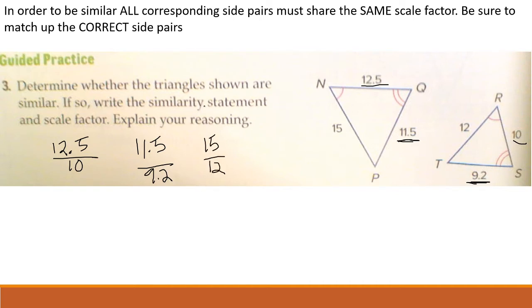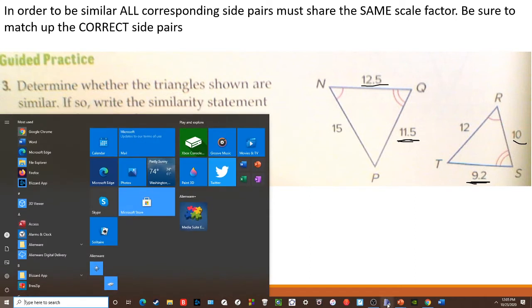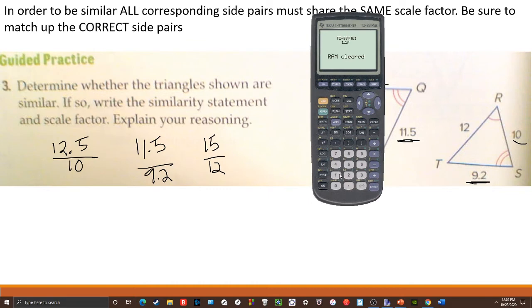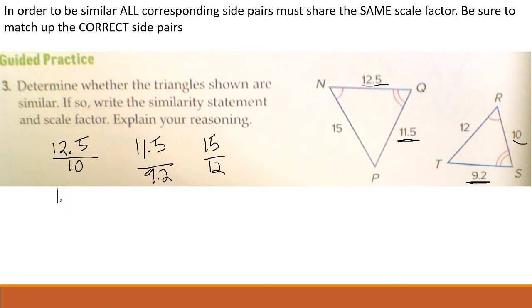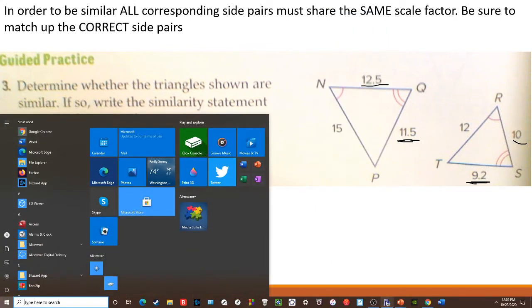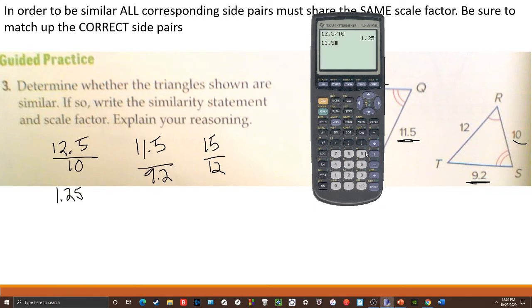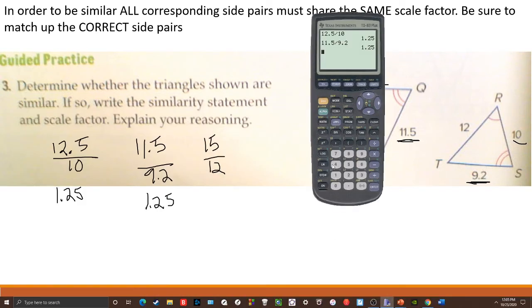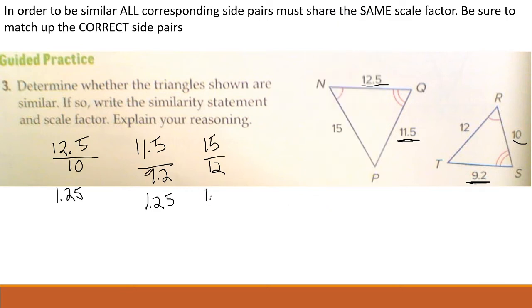Now I'm going to take these fractions and get them down to a decimal and see if it comes out to be the same number each time. 12.5 divided by 10 is 1.25. Then 11.5 divided by 9.2 is 1.25, looking good so far. In order to be similar, these ratios all have to be the same. 15 divided by 12 is 1.25. So this would be a similar polygons pair.